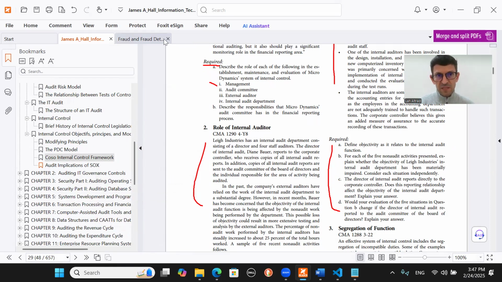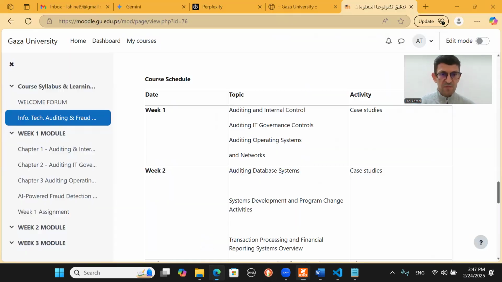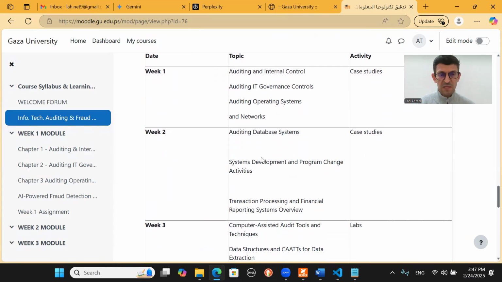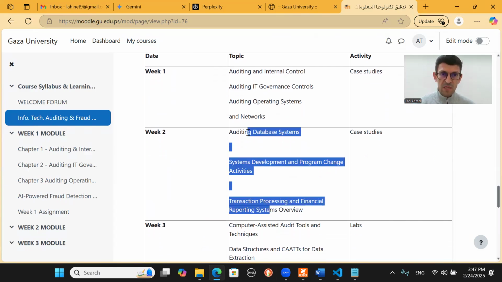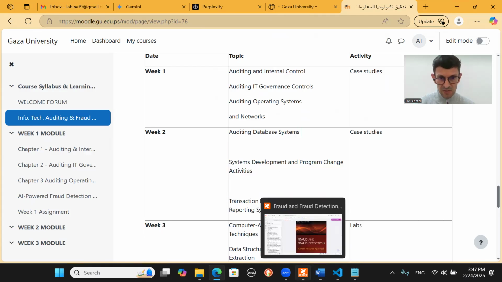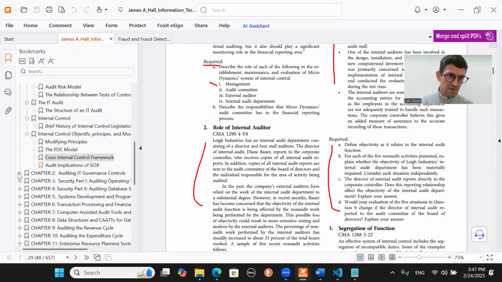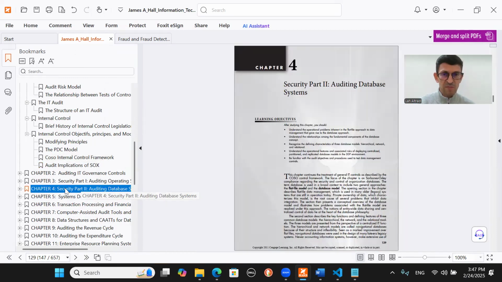That is the first textbook, and the second textbook is about fraud and fraud detection approaches. We will come back to this one, but before that, we can look at the schedule of this course again. The second week here, we have auditing database systems. If you go back to the second week materials, you can find them right here. Auditing databases would be, I guess, in chapter 4.